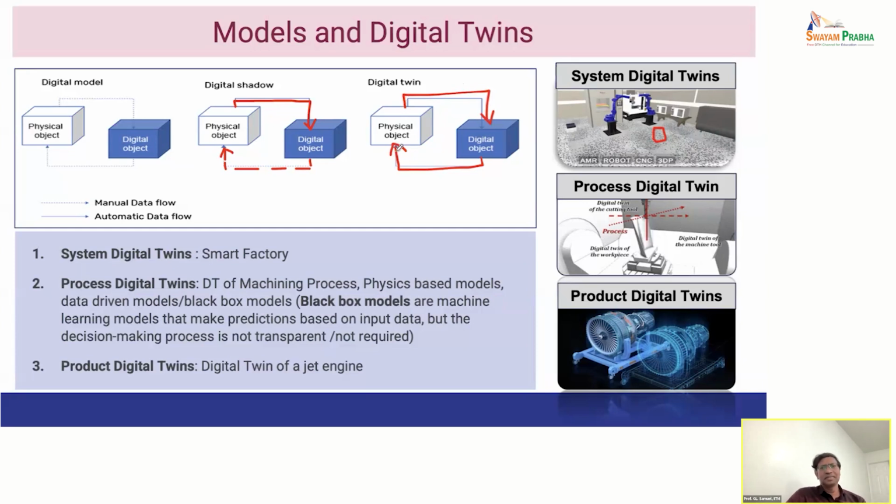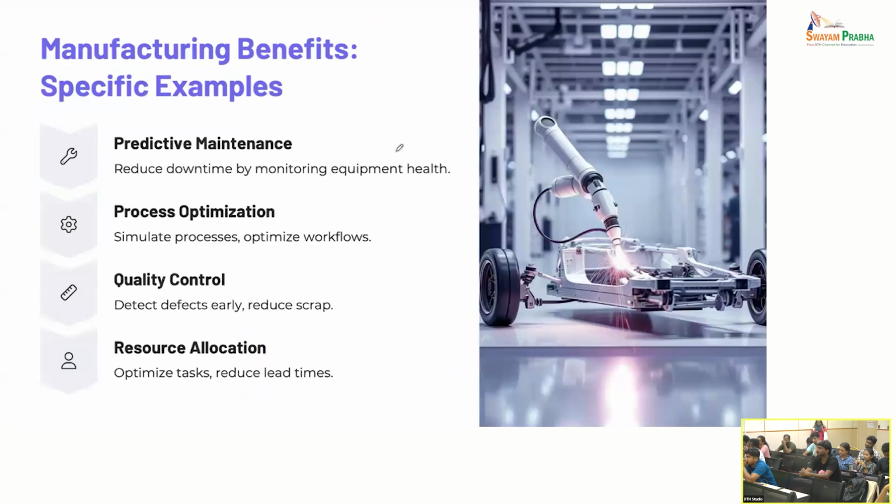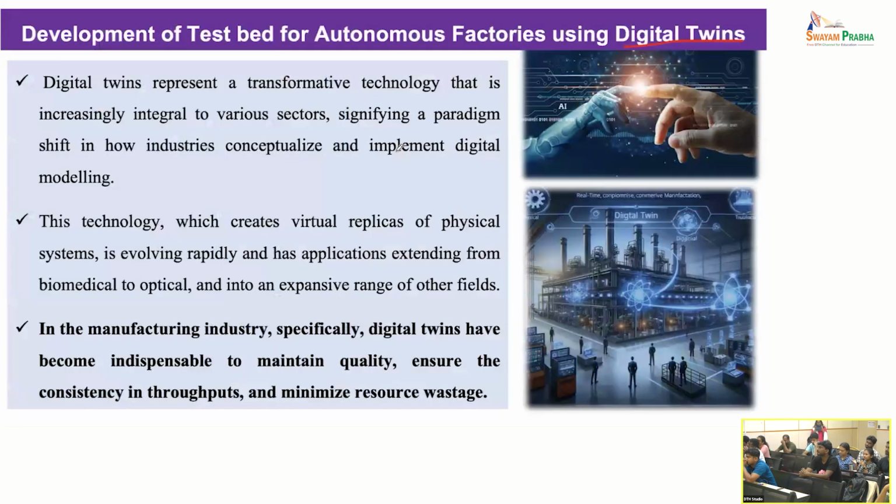Am I clear? Yes, sir. Sir, then another doubt. While speaking about the autonomous factory, can a factory contain both digital twin as well as digital shadow, or is it specific to only digital twin?